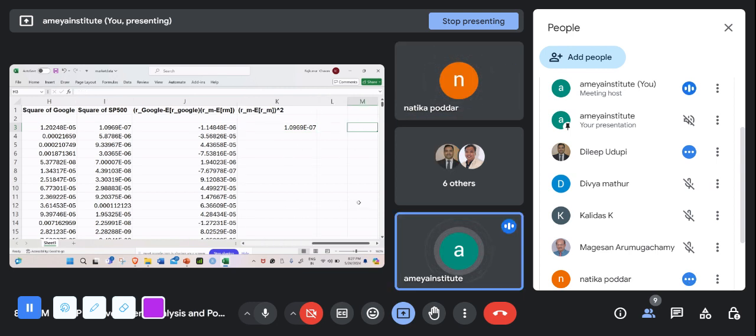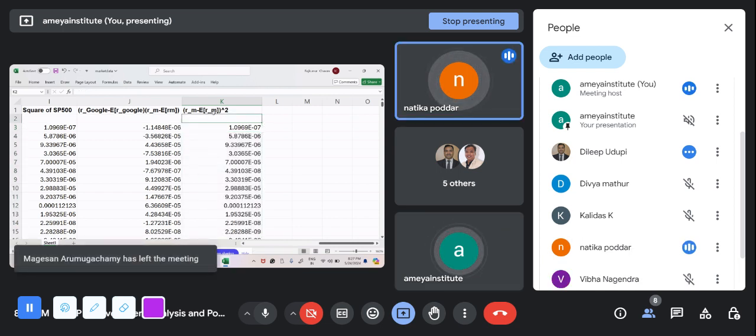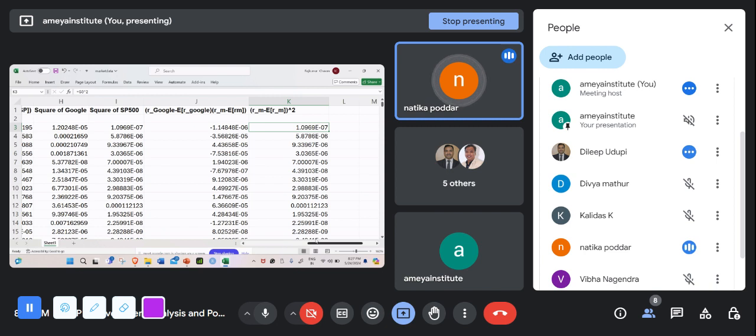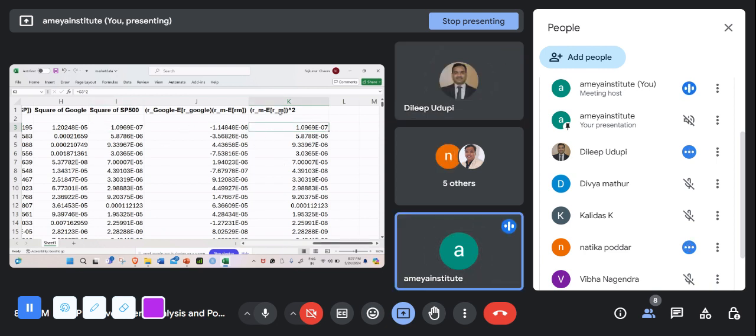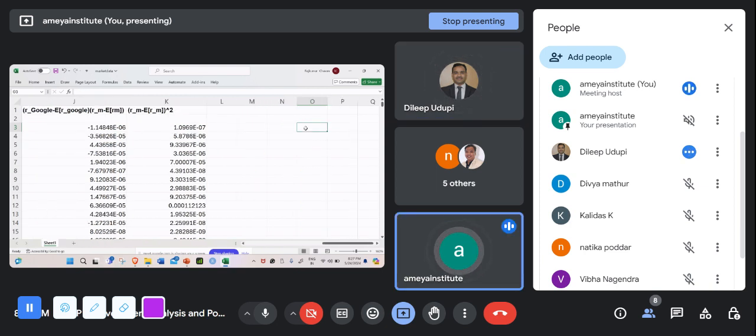So what we'll do now, just double click on this. The square of S&P 500, that is the deviation square which you have done already, is the same, right? Yes, it's the same only, it has already been done. We have the value here, these are the same values. Square. Okay, so I think we got all the values here.